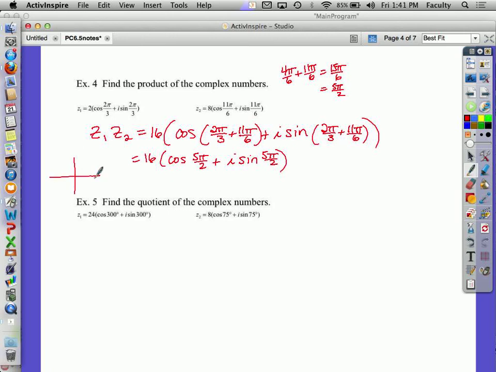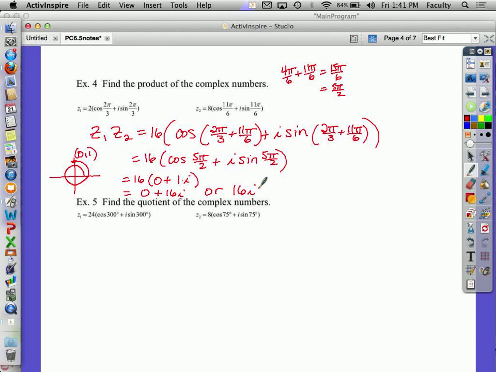Where is 5 pi over 2? Where would I find that? That's more than one time around. Where is it? 90 degrees. 90 degrees, right? Because here's pi over 2, 2 pi over 2, 3 pi over 2, 4 pi over 2, 5 pi over 2. So, this is 16 times 0 plus 1 times i. If I distribute, that's 0 plus 16i, or just 16i.